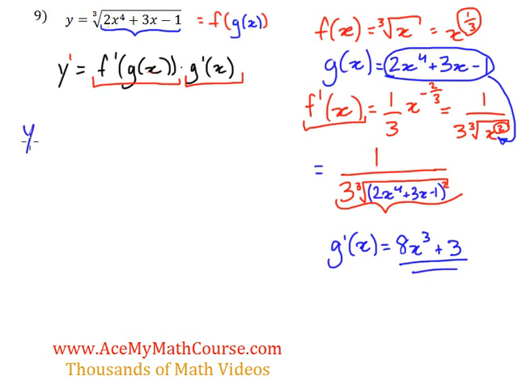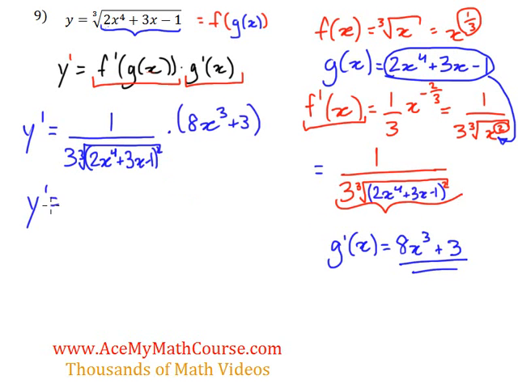So we end up with y prime is equal to f prime of g of x, which is 1 over 3 times the cubic root of, it's not really 3 cubed, it's just the cubic root of 2x to the 4 plus 3x minus 1 squared, times g prime of x, which is this, 8x cubed plus 3.